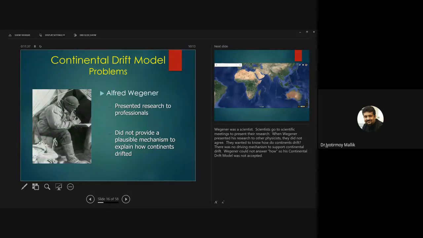Now, he talked about this very early plate tectonics theory, but he did not really provide any possible mechanism to explain how these continents actually drifted. Okay, he just stated his observations. He said that the continents do drift, and he gave that continental drift model, but he did not really say what was the force behind such continental drift.